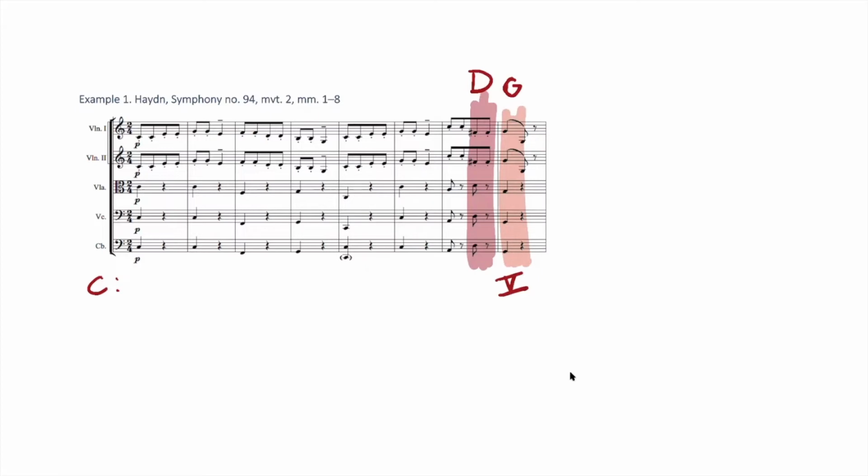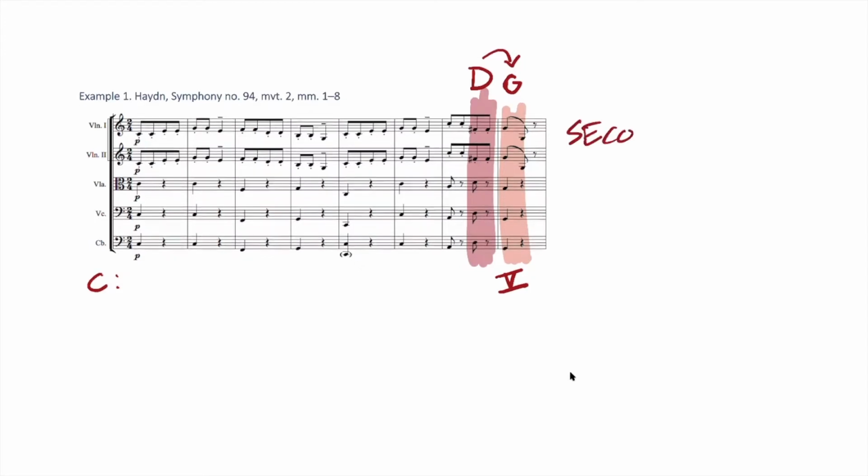But now what I will invite you to do is to think about the relationship of the D major chord to where it goes, to G. For a moment, can you think about what the relationship between D major and G major is? D major's relationship to G is that it is the dominant of G, or in other words, the 5 of 5. This, my friends, is a secondary dominant.